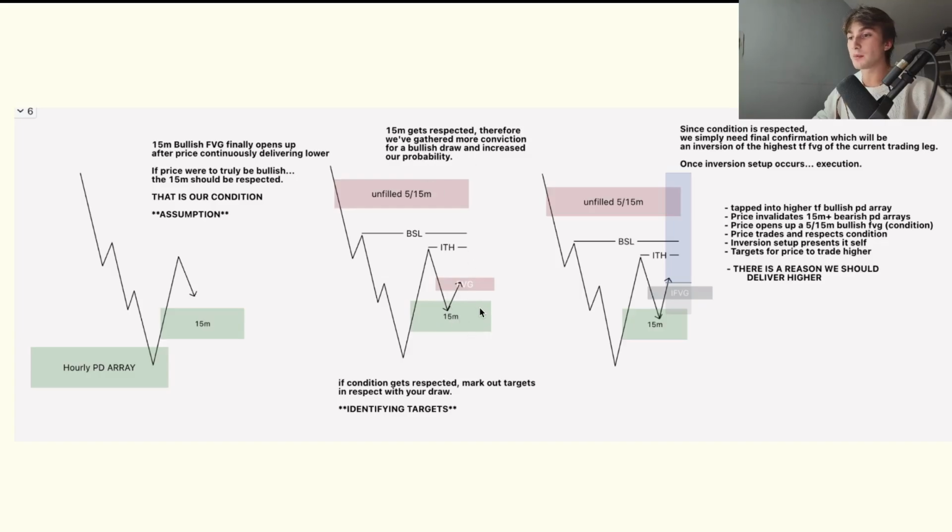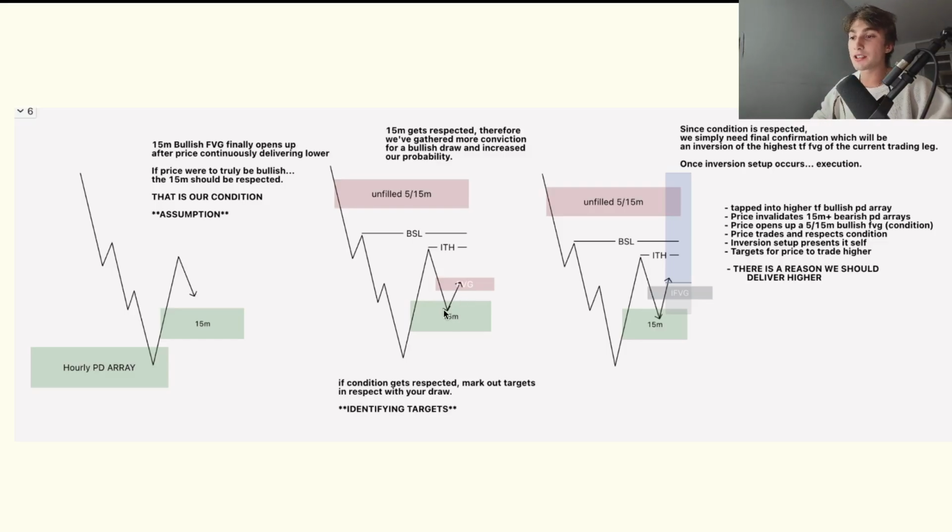Now that we know that this 15-minute is holding, this 15-minute that we created after hitting that hourly PD array, we're stacking up that probability and that confluence that price wants to run higher. We're not just going off an assumption and predicting, yeah, price is going to go higher now because we hit this hourly PD array. No, we're building that probability in our favor. We're identifying structure that is validating this thesis that we want to go higher.